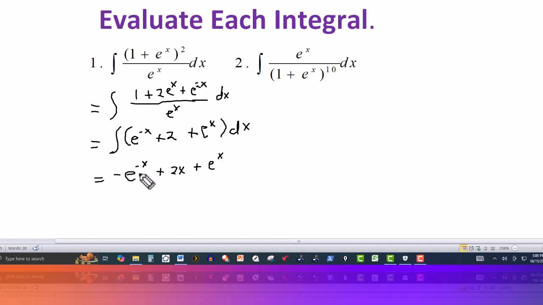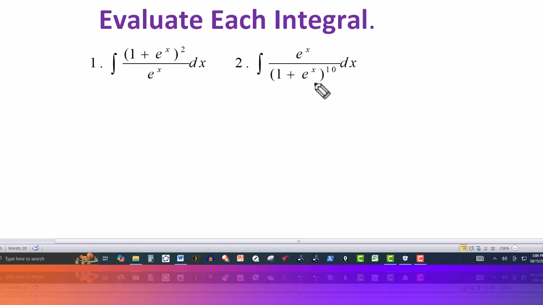The derivative of e to the minus x is e to the minus x times, using the chain rule, the derivative of negative x, which is minus 1, and the minus gives you this. The derivative of 2x is 2. The derivative of e to the x is e to the x. And we have the constant of integration. And that's the solution, the integral for the first one. Or should I say the value of the integral.